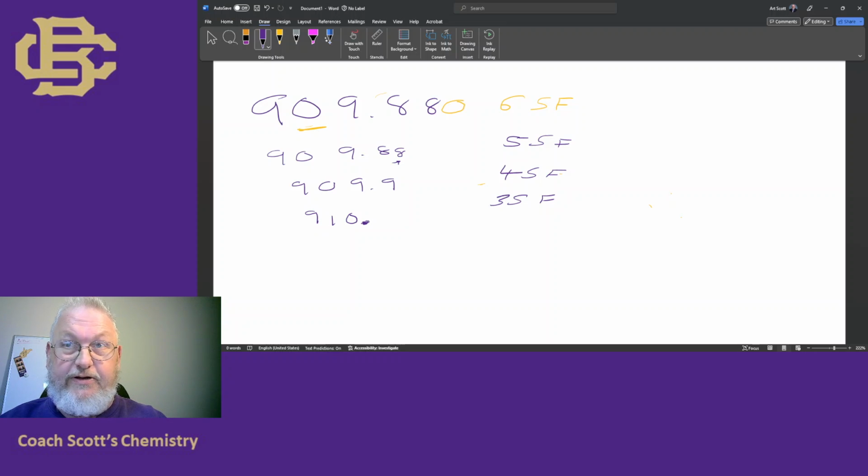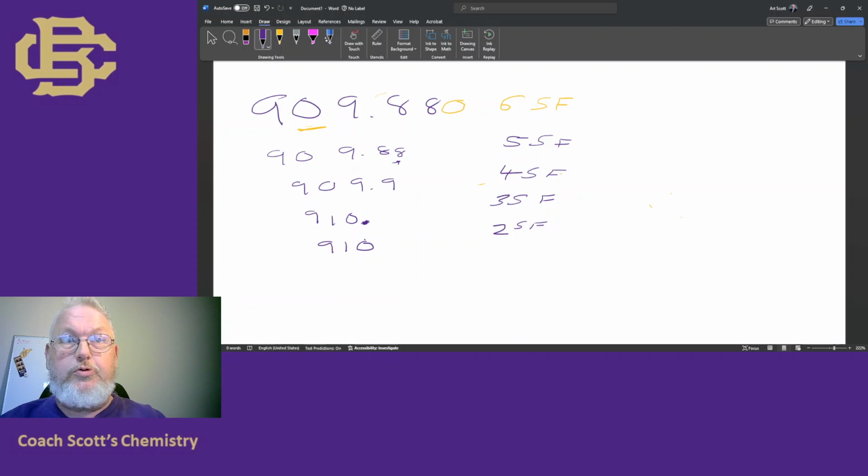3 significant figures. All right, now if I say 2 sig figs, I look to the right of the second one, 1, 2, that's a 0. So now I'm going to write 910, no dot. That tells me I have 2 significant figures.